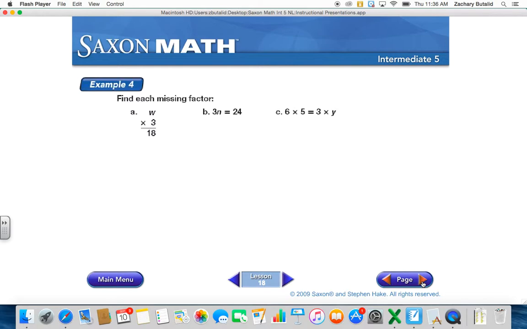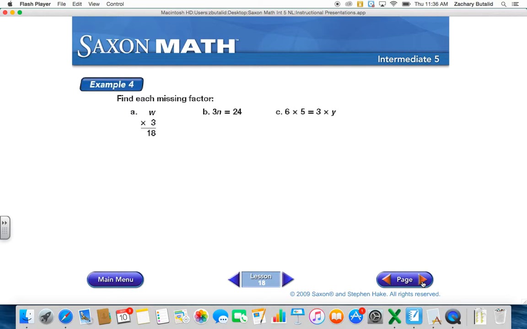In example 4, you're going to find the missing factor. If W times 3 equals 18, you need to think about those combinations. What can you do to solve that problem? That is what you're going to be working on. Then look at B, which is 3n. Remember I showed you the 3n before. That's 3 times what equals 24. So your example would be 3 times 7 equals 24.